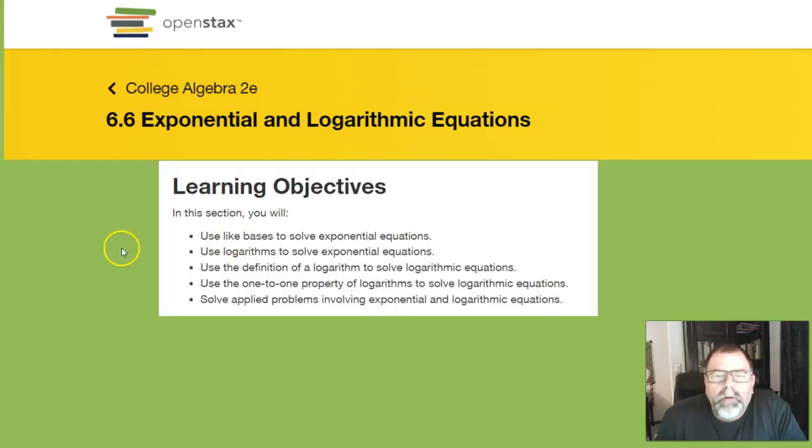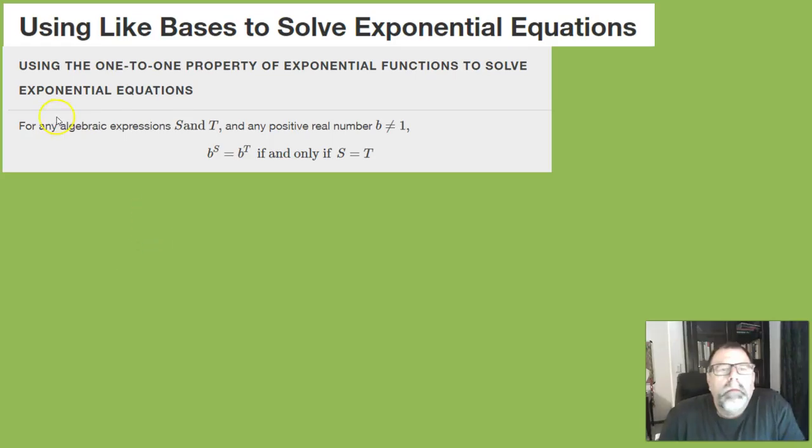And our first learning objective: use like bases to solve exponential equations, using the one-to-one property of exponential functions. So for any algebraic expressions s and t, and any positive real number b not equal to 1, b to the s equals b to the t if and only if s equals t.